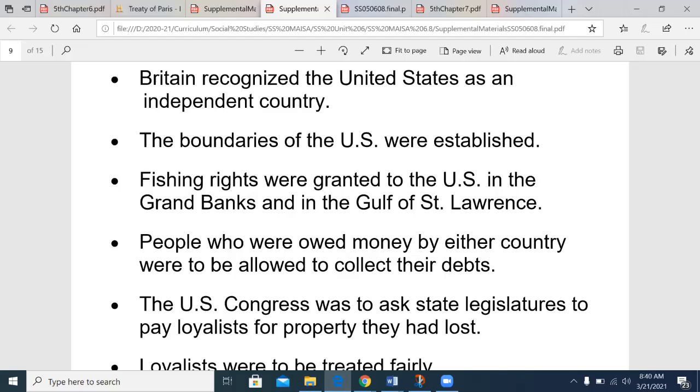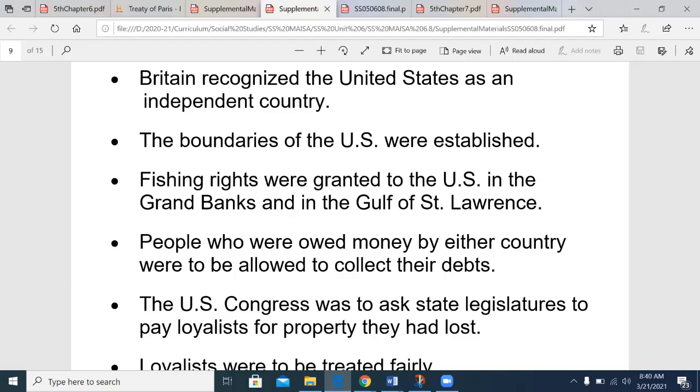Fishing rights were granted to the United States in the Grand Banks and in the Gulf of St. Lawrence, which was a huge deal. And in most cases, international fishing rights are still a big deal. Britain recently left the European Union, and they're still debating about fishing rights.